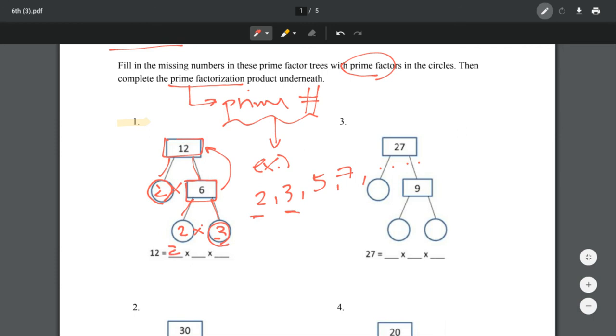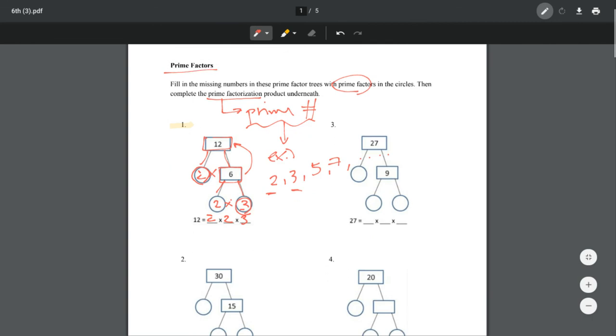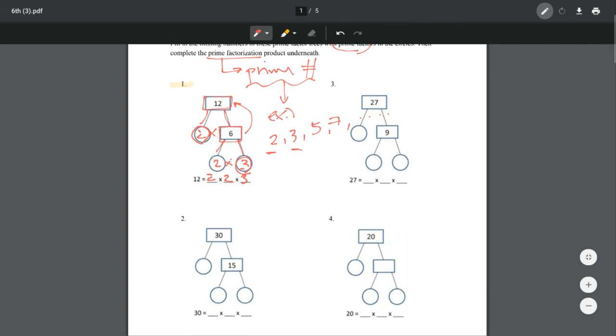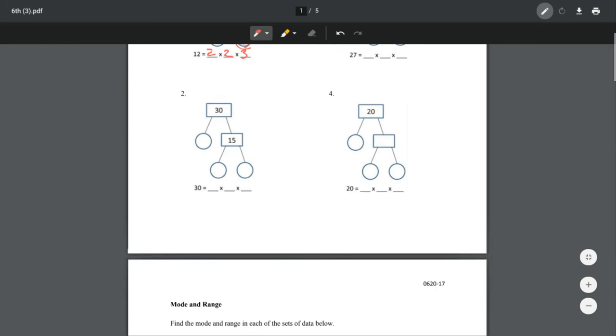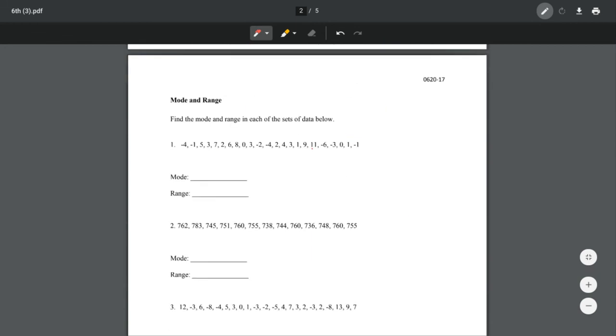So 12 equals 2 times 2 times 3. That's it. Simple and easy. Try number 2, 3, and 4 on your own, and then we will move on to our next page.